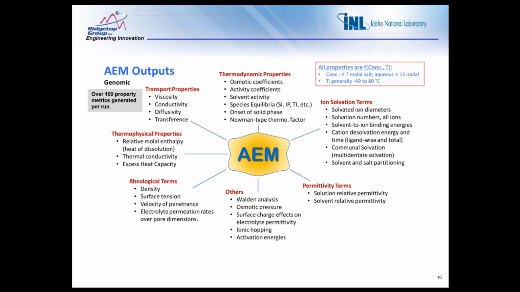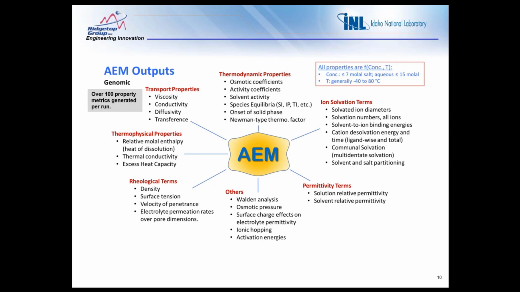Now let's take a look at the wide range of outputs generated by the AEM. These outputs cover a broad spectrum of electrolyte properties, all of which are essential for understanding and optimizing battery performance. Starting with transport properties, this category includes key metrics such as ionic conductivity and diffusion coefficients, which are critical for predicting how well ions move through the electrolyte.